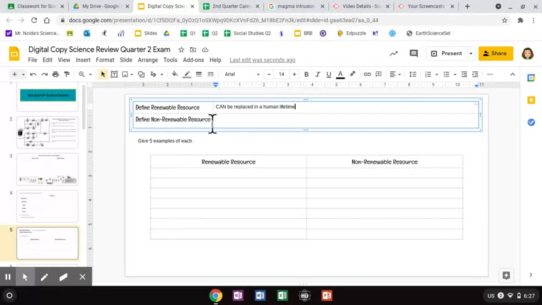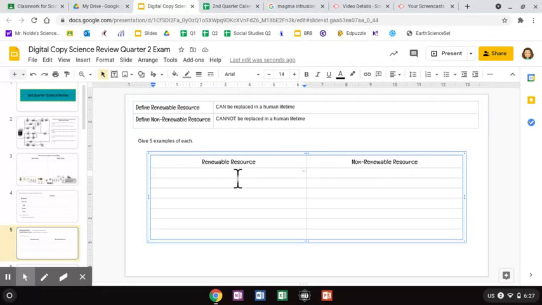And then so non-renewable resource would be the opposite of that. Cannot be replaced in a human lifetime. Okay? All right, so you can pause the video to fill those definitions in, but then you're doing the examples on your own. So you're going to come up with 5 examples of renewable resources and 5 of non-renewable.